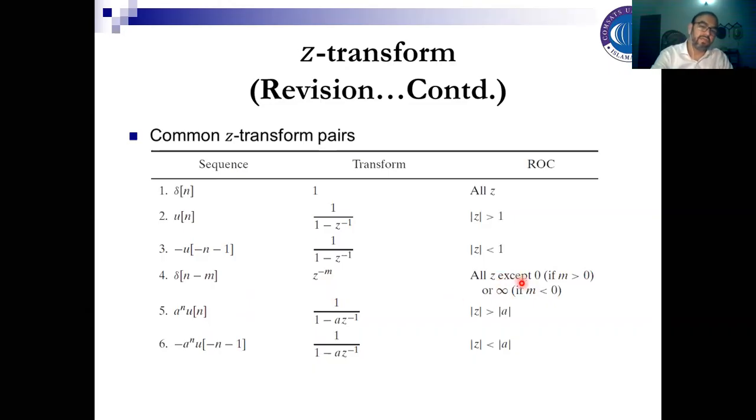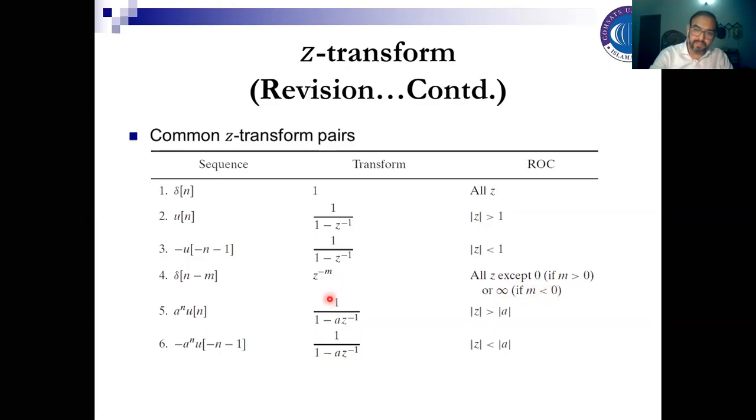Okay? Because here the pole lies at 0, so there is a pole at z equal to 0 and the region of convergence is not there. Where the pole is, there the region of convergence will not be. Whereas if m is less than 0, in that case the pole lies at infinity, and all of z is included in the region of convergence except infinity.